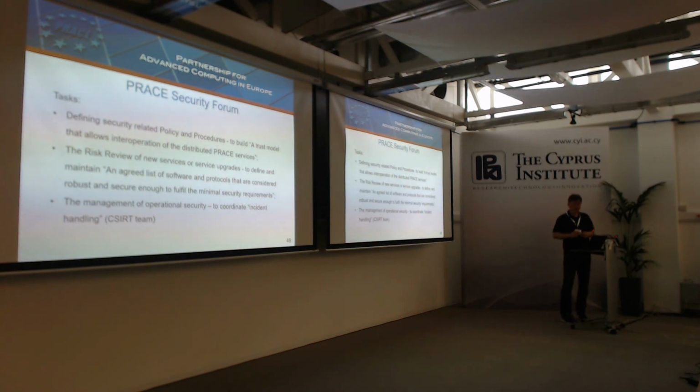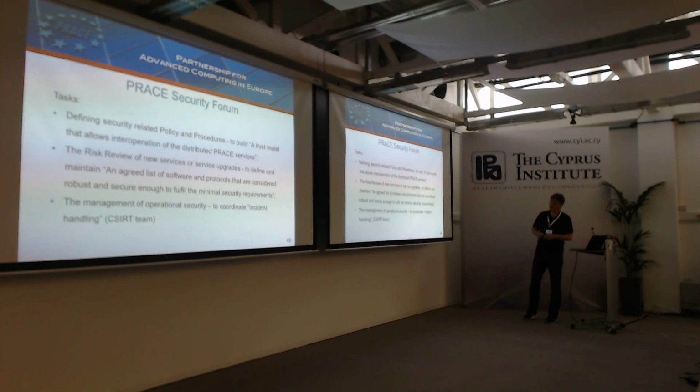So we have a PRACE security forum. It defines security-related policy and procedures to build a trust model that allows integration of distributed PRACE services. The risk review of new services or service upgrades is to define and maintain an agreed list of software protocols that are considered robust and secure enough to fulfill the minimum security requirements. For example, if we would like to set up a new service, we check if this is secure enough to be used in the PRACE environment.